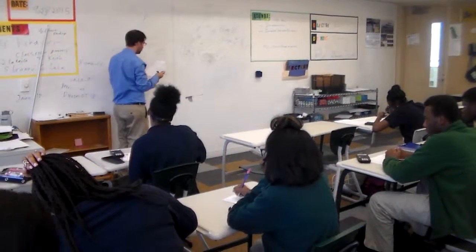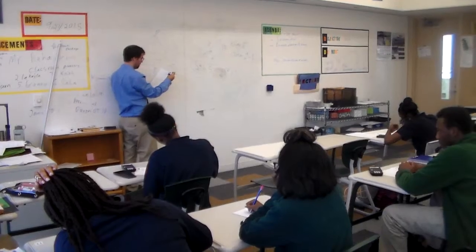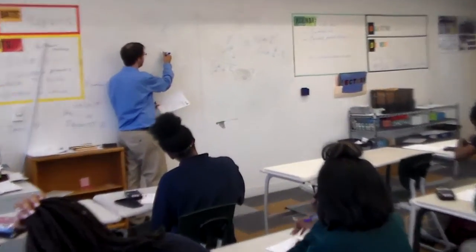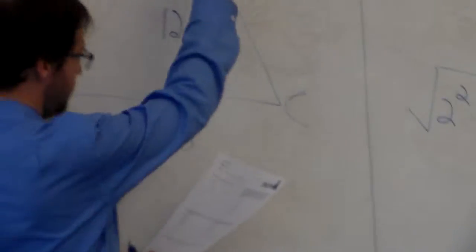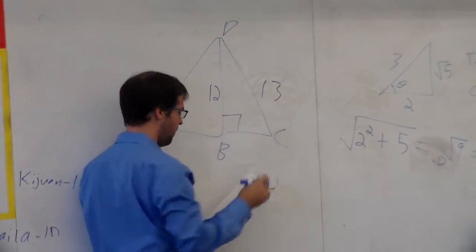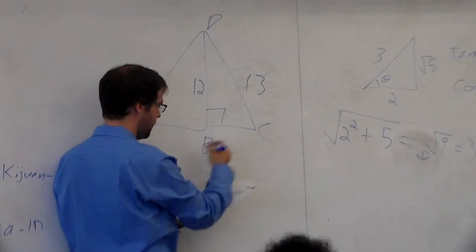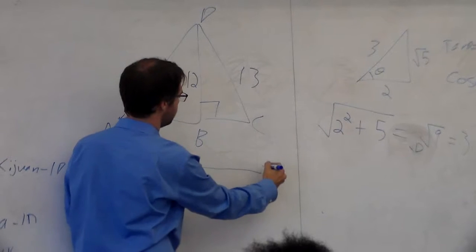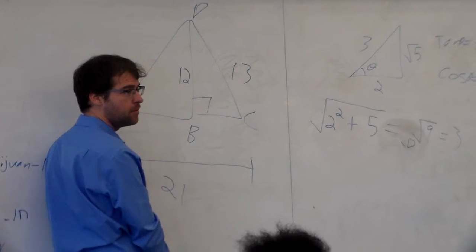Okay? And so basically what I have to do is find my missing sides. They tell me that DB is 12, so that length is 12. They tell me that DC is going to be 13. And then they also tell me that AC, this full length here, is 21. So I'm just going to draw some brackets here. This full length here is 21. Okay? So that's where that's coming from.